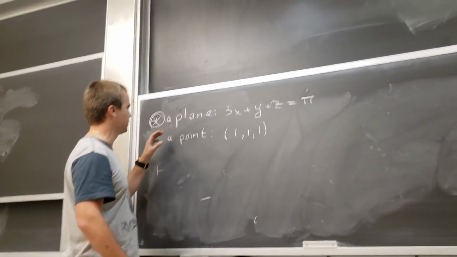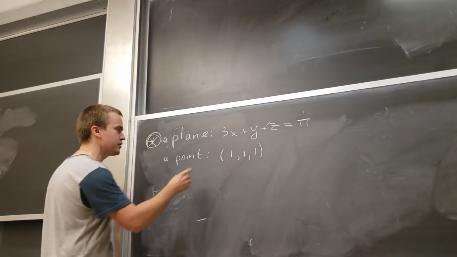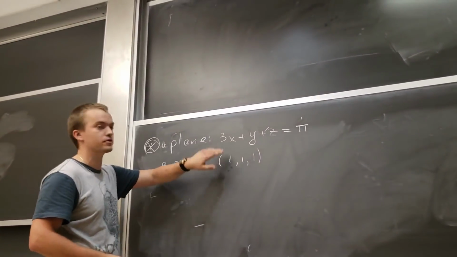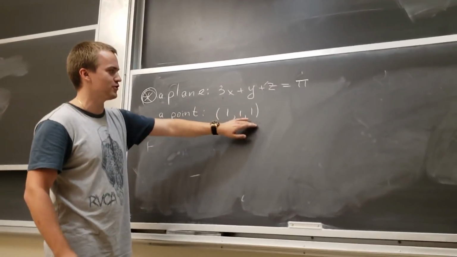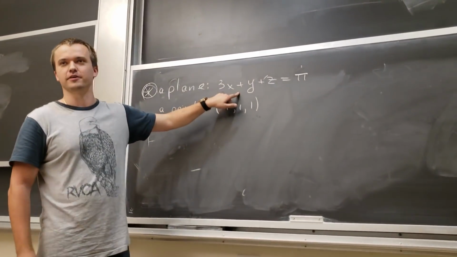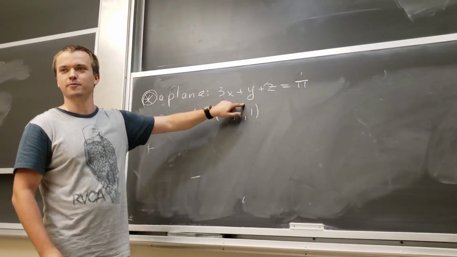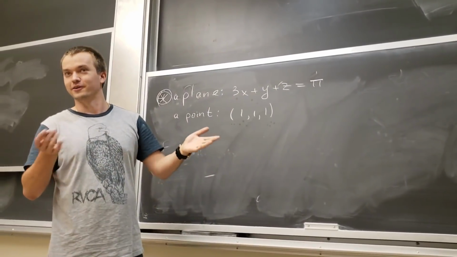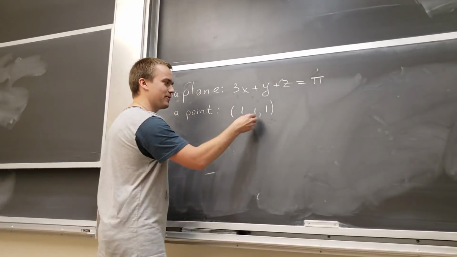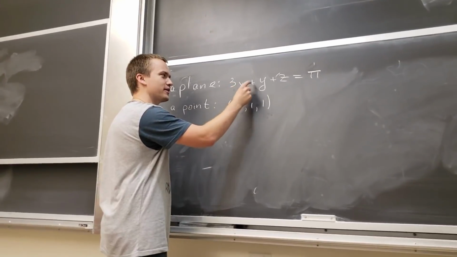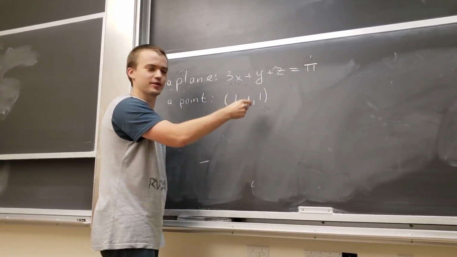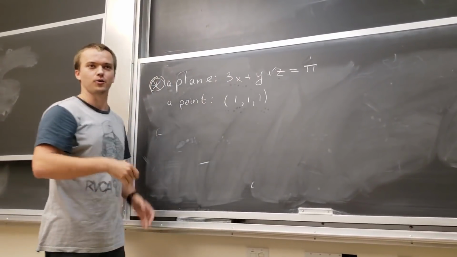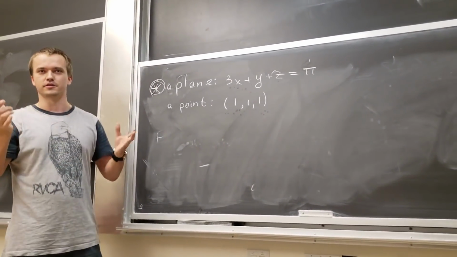So our question is to find the distance from the point to the plane. What should we check first? We should check first if this point is already inside our plane. Why? Because if it's already inside the plane, the distance is 0. But if I plug this point into my plane, we get 3 plus 1 plus 1, 5, equals pi, which doesn't make any sense. So this point doesn't belong to our plane, and we need to find the actual distance.